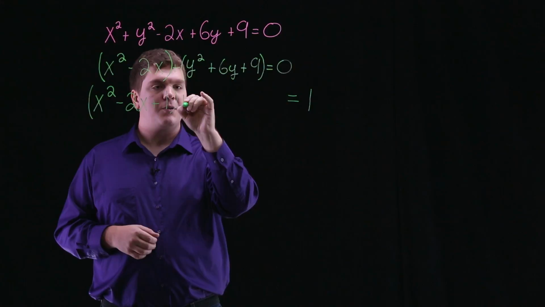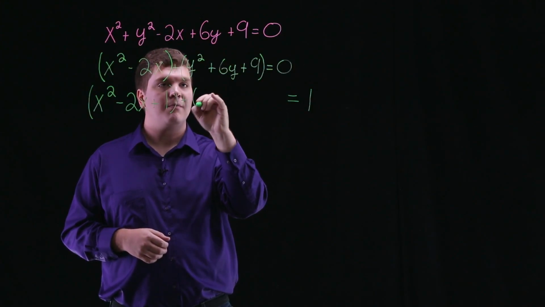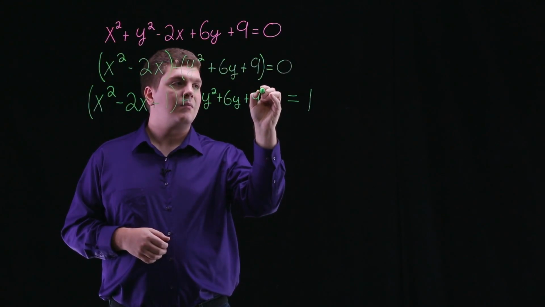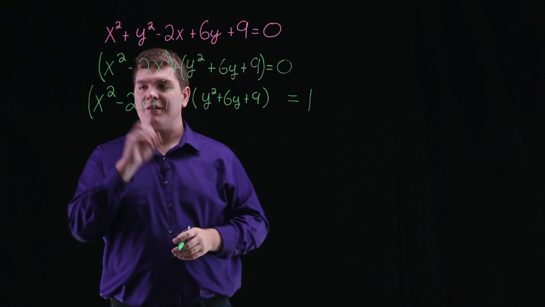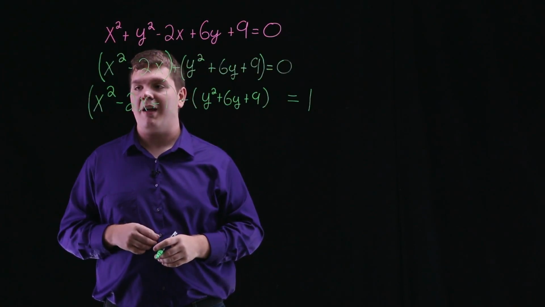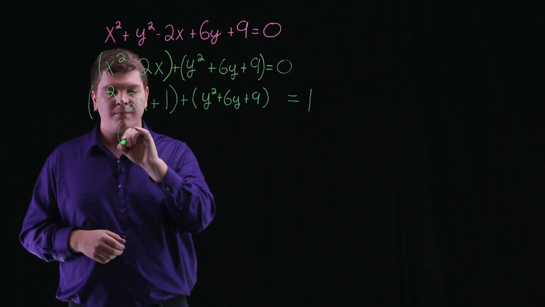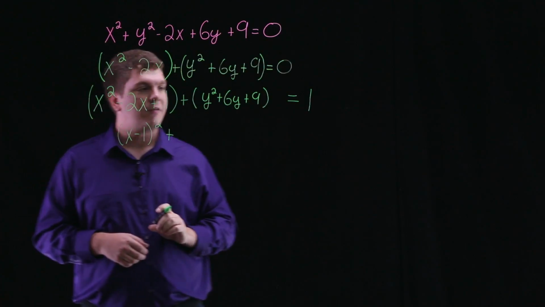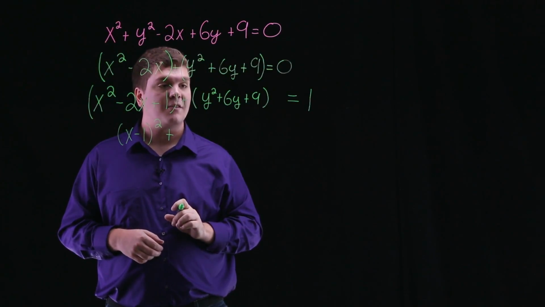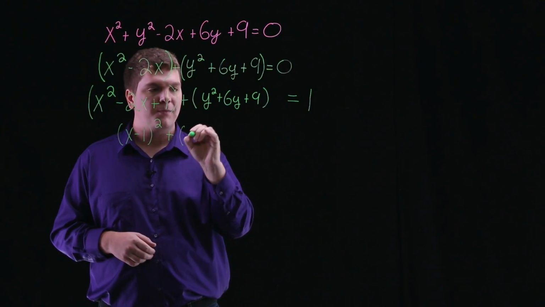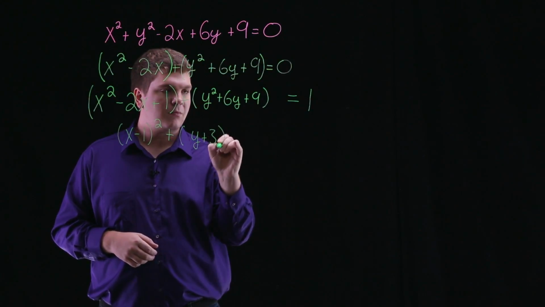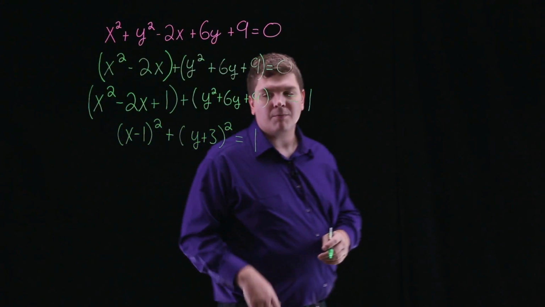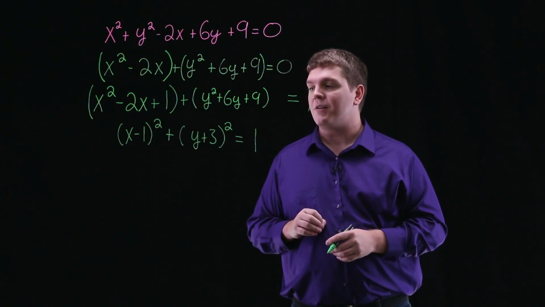So now we just rewrite this plus y squared plus 6y plus 9. This term on the left factors into an x minus 1 quantity squared. This term factors into y plus 3 quantity squared. And this is equal to 1. So now what we have here is the standard form of the equation of a circle.